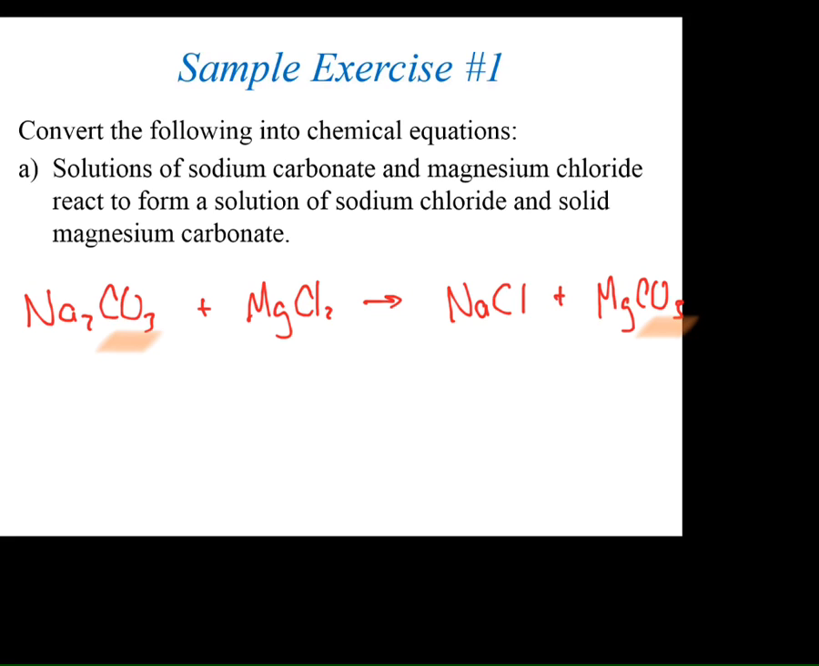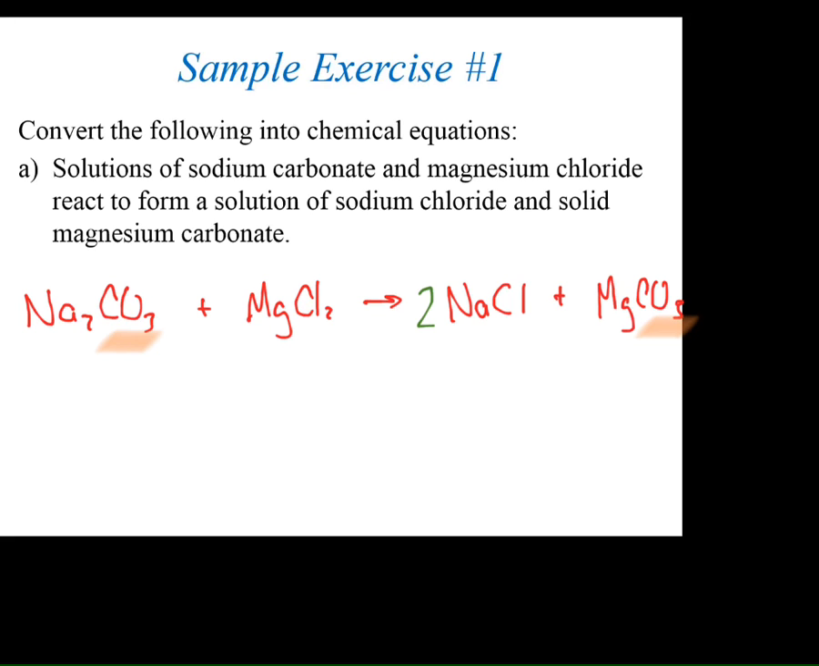Okay, so let's just go. The left side, how many sodiums? Two. The right side, how many sodiums? One. So let's make that a two. Left side, how many carbonates? One. The right side, how many carbonates? One. Okay, that's good. Left side, how many magnesiums? One. The right side? One. The left side, how many chlorides? Two. The right side? Two. So that's it. We balanced it. So I had to put a 2 in front of the NaCl. Does that make sense? Okay.